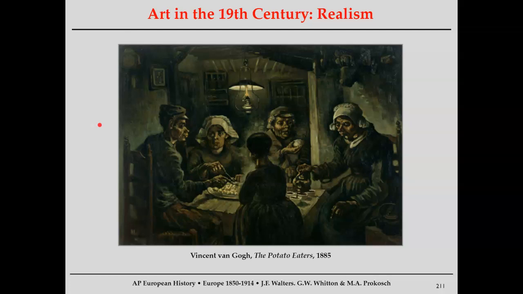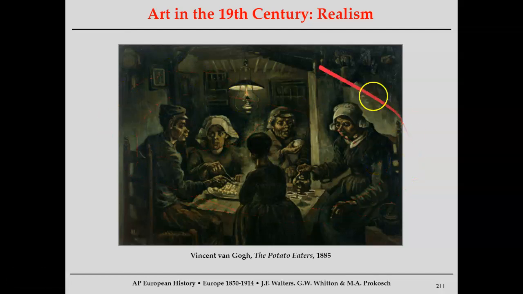The Potato Eaters by Vincent van Gogh. So Van Gogh, earlier in his career, is right at the transition from realism to impressionism, and then he's going to really be famous for his post-impressionist work. But Van Gogh has some examples of realist art, and in this case, it's muted colors.